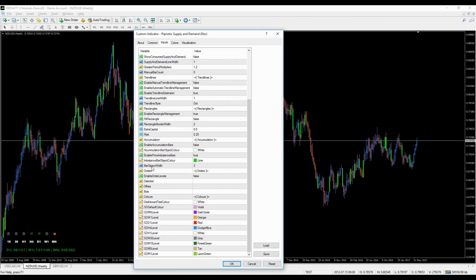And then we have the bar object width. This simply specifies the thickness of the accumulation and the price imbalance bars. And then we have the orders. And the orders are pretty cool. I need to open a web browser here to show you why or how I use these.